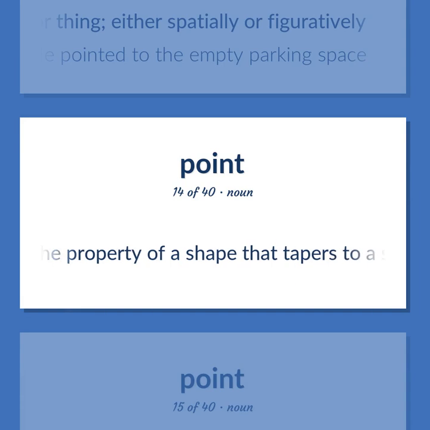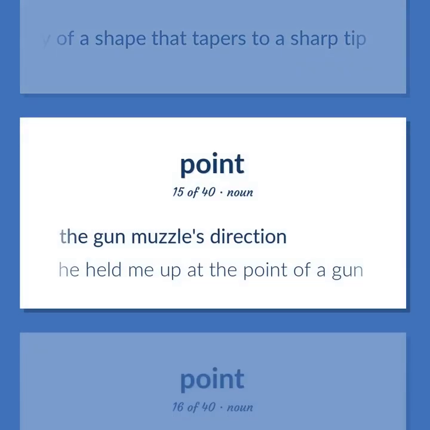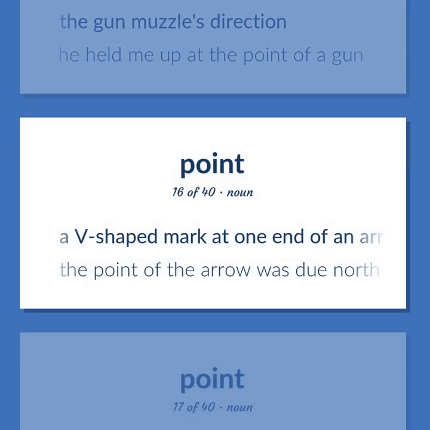The property of a shape that tapers to a sharp tip. The gun muzzle's direction. He held me up at the point of a gun. A V-shaped mark at one end of an arrow pointer. The point of the arrow was due north.